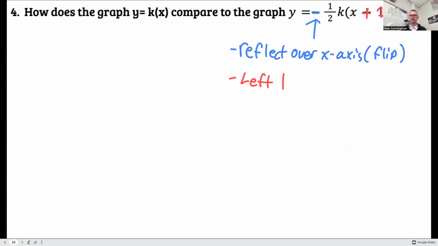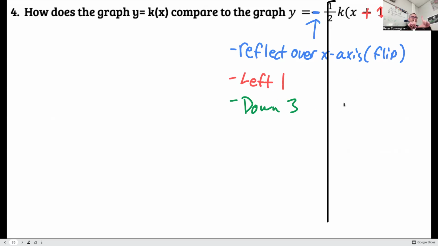This -3 is going to move me down 3. And this 1/2 here, oh, shoot, I hate when that line appears. When that 1/2 is there, if a large number makes me skinnier, then a fraction is going to make it wider. So you could say it's going to be 2 times as wide. There's a couple different options for that.